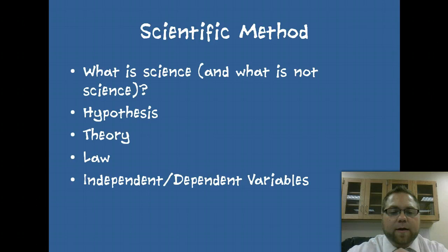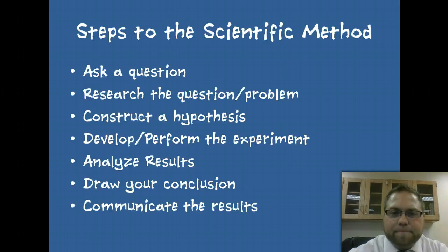You need to know independent and dependent variables. We'll talk more about that in a second. Steps to the scientific method, you need to know these in their general order. You ask the question, then you research it, then you construct your hypothesis, form the experiment, analyze the results, draw your conclusion, communicate the results, and rinse and repeat if you need to redo it.